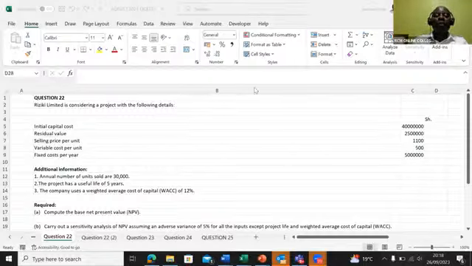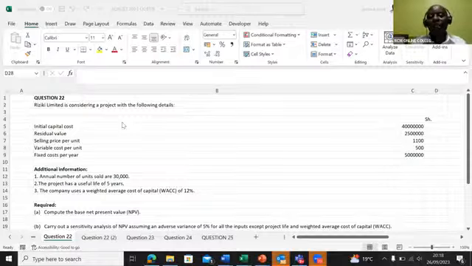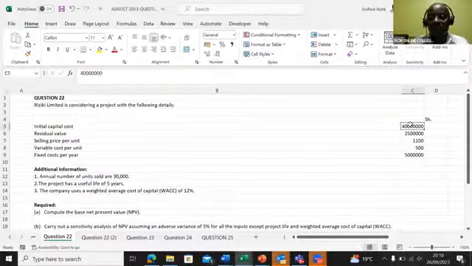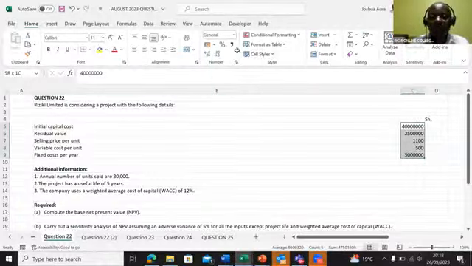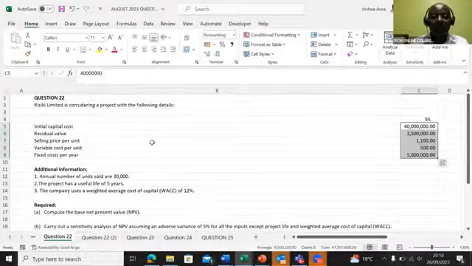Okay. So we are told here, Riziki Limited is considering a project with the following details. We have initial capital of 40 million. We have residual value of 2.5 million, selling price there of 1.1. We have variable cost of 500, and then we have fixed cost per year of 5 million.